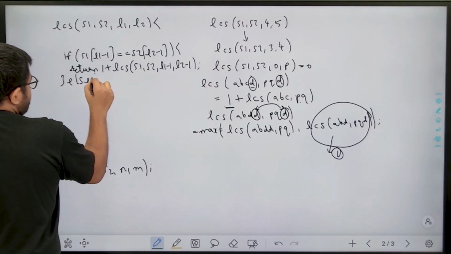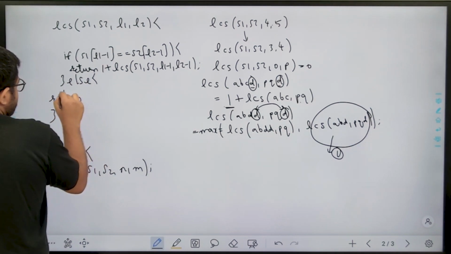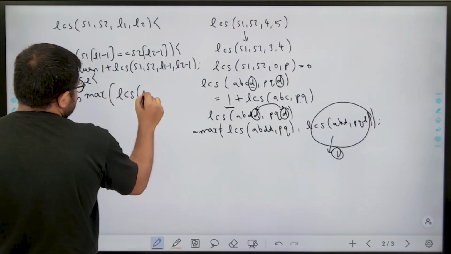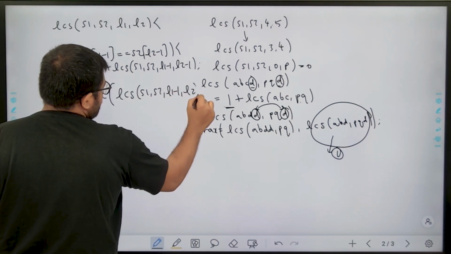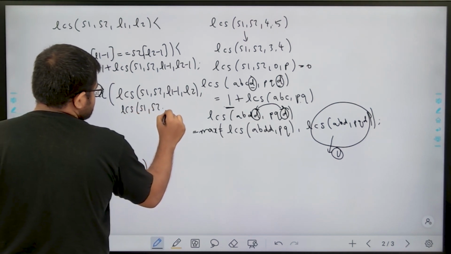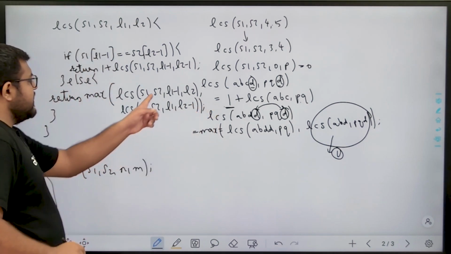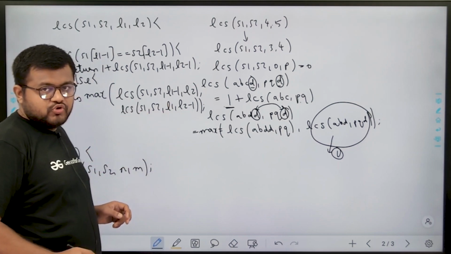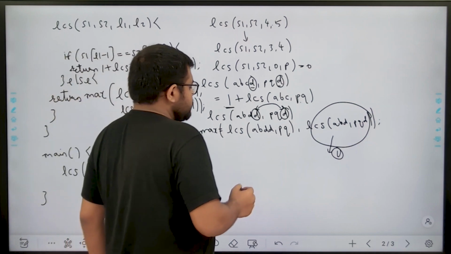Else, if they do not match, then return max of longest common subsequence of S1, S2, L1 minus 1 and L2, or longest common subsequence for string 1, string 2, L1 and L2 minus 1. Here I neglected one character from S1, here I neglected one character from S2, right? We should not neglect both of them because that would not be proper.